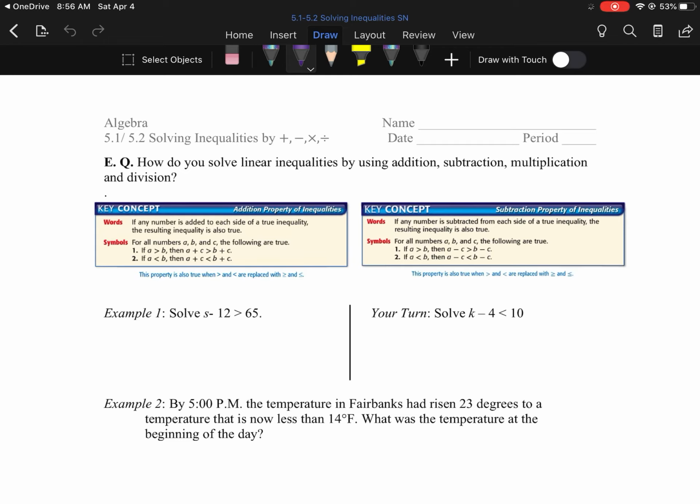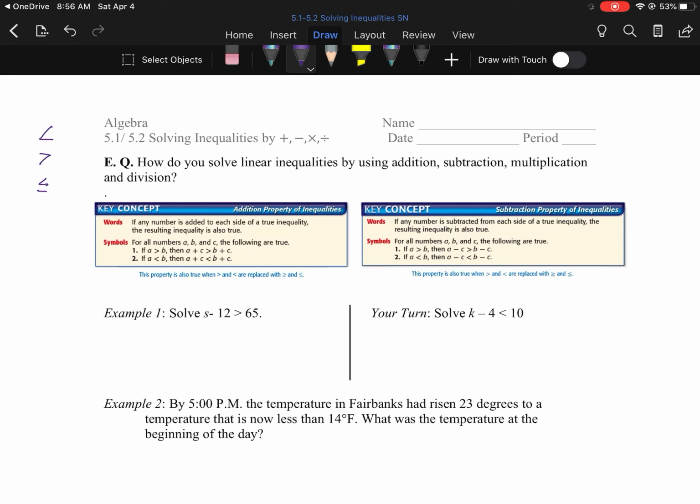All right, so I thought for this lesson it would be maybe easier for you guys to see how you can go through and annotate your notes. So I'm going to fill your notes out just as your presentation today. So we are starting out with 5-1, 5-2. We're going to do it all in one day because they're so similar to our solving equations. But it's solving linear inequalities by using addition, subtraction, multiplication, and division. So essentially just one-step equations, but with those inequality signs.